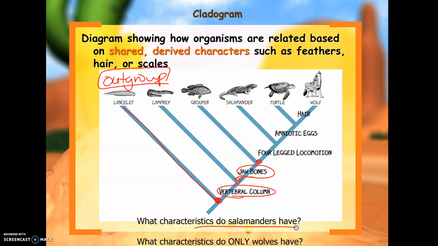So what characteristics do all salamanders have? To answer this question, what you would do is you would track the salamander back to the beginning. This would be tracing back in time to the original ancestor. Notice this one doesn't actually show time, so we don't know when these traits appeared. Some of these will actually have time periods, but this one doesn't. Anyway, the traits that the salamander would have would be four-legged locomotion, jaw bones, and a vertebral column. Everything that he hits when I track his line back to his ancestry.